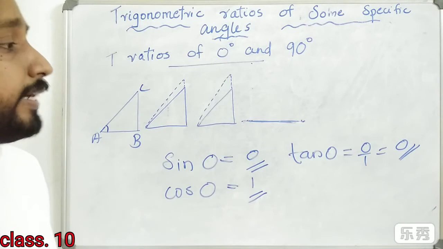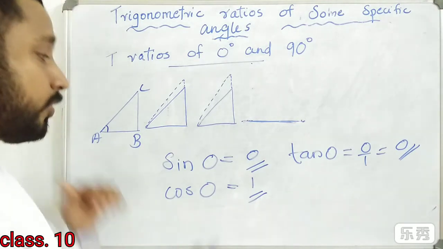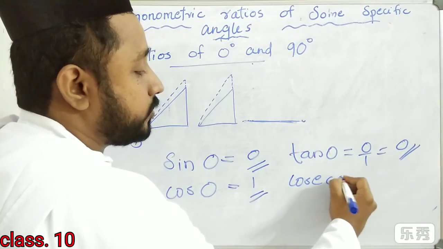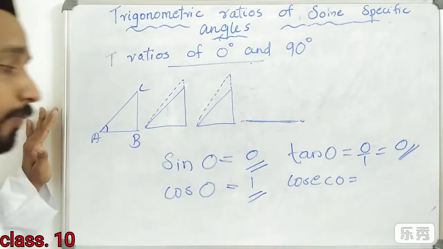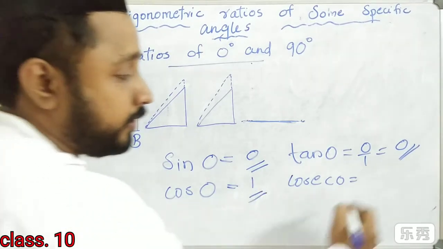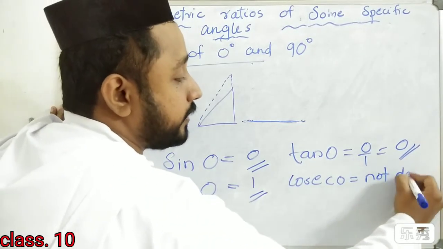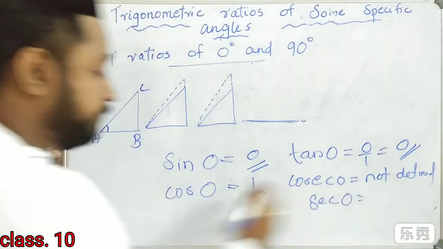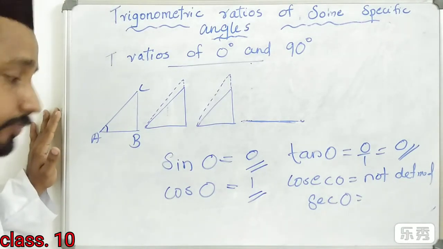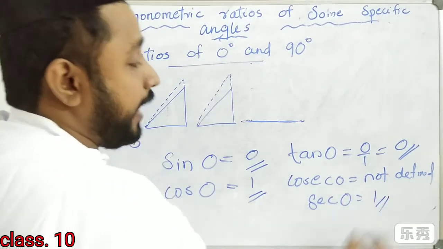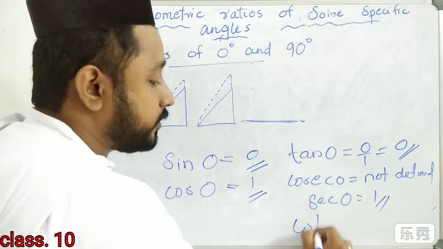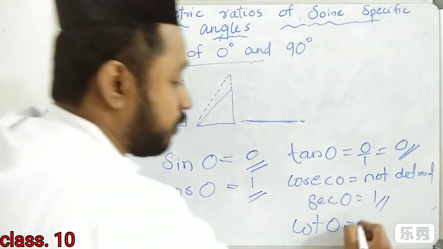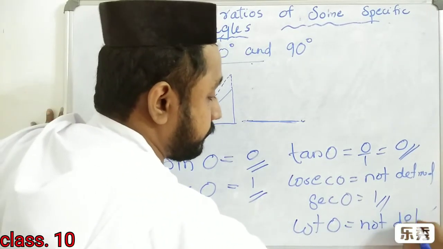Cosec 0 is the reciprocal of sin 0. That means 1 by 0, which is not defined. So, cosec 0 is not defined. Sec 0: cos 0 is 1, therefore sec 0 is equal to 1 by 1, which is 1. Cot 0 is 1 by tan 0, which is 1 by 0, also not defined. Therefore, cot 0 is not defined.